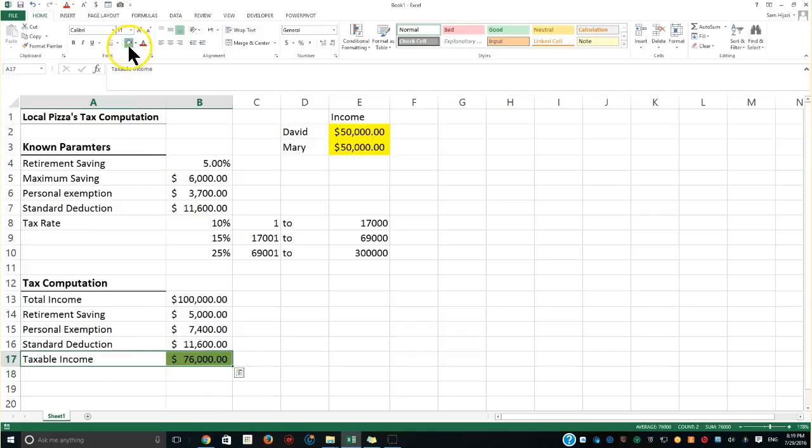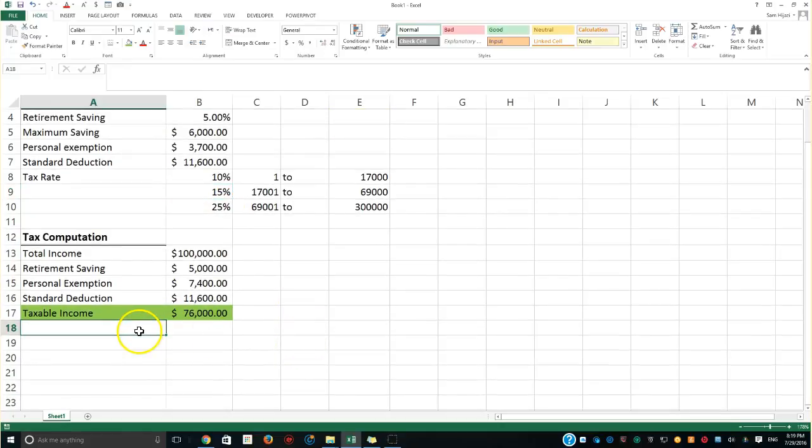Now, based on this, the first 17,000 out of this amount is going to be taxable at 10%. After that, anything between 17 up to 69,000 is going to be taxable at 15%, and anything above that is going to be taxable at 25%. So let's see how we're going to do that. I'm going to say here, tax at, okay, I could use that, at 10% rate.